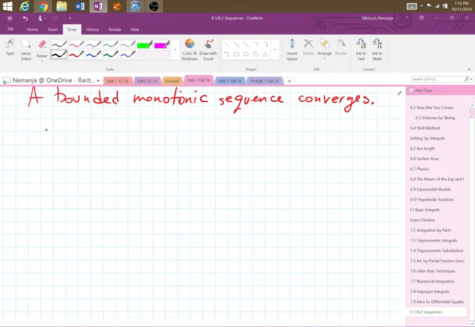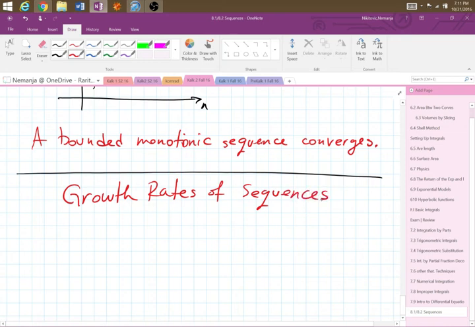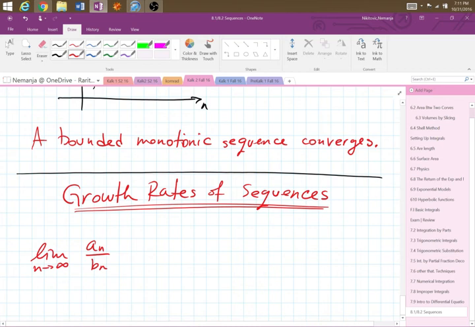All right. So something that will save your life in terms of certain limits: growth rate of sequences. You are going to run into a sequence which says at some point an over bn as n goes to infinity, and you will be scratching your head to figure out how in hell to take that limit, because you are not sure.